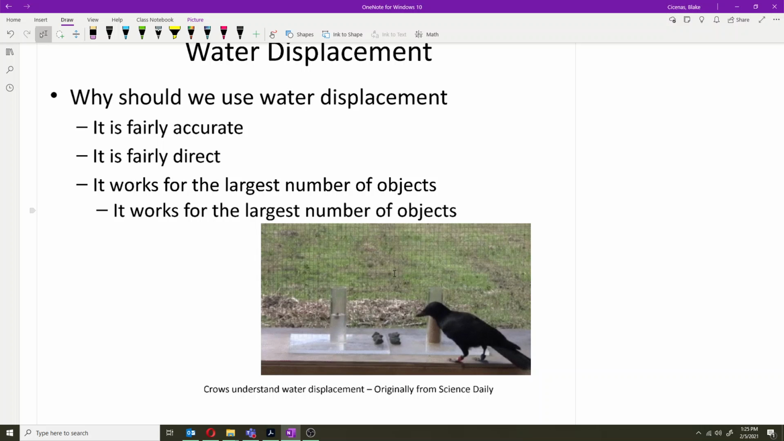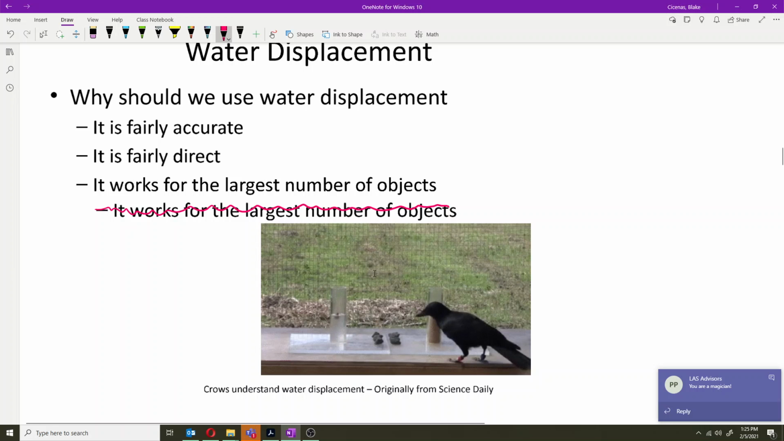It works for a large number of objects, which I apparently decided to put twice, and I need to fix that. That's another thing I need to fix. Oh, I didn't notice that. And it can work for any sized object as long as you got a graduated cylinder big enough.